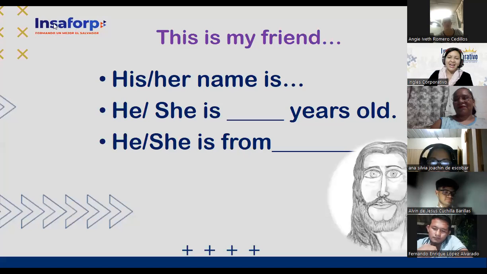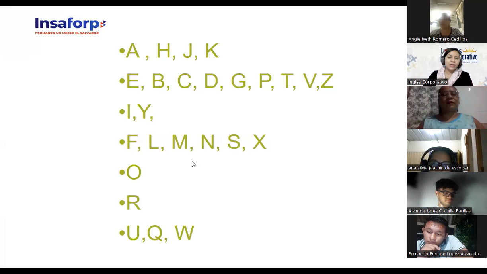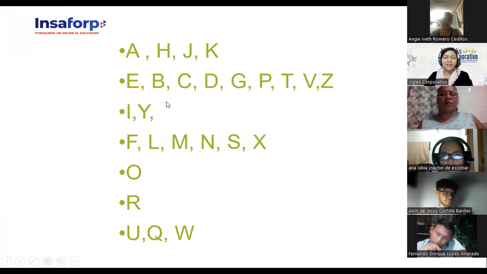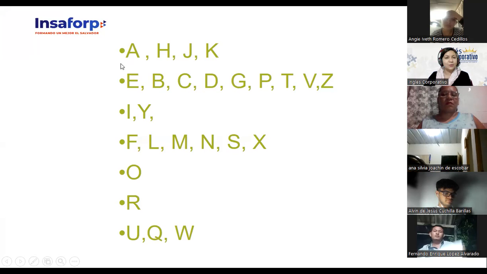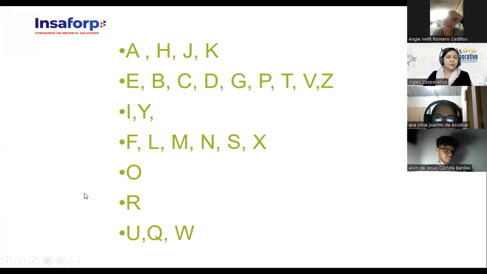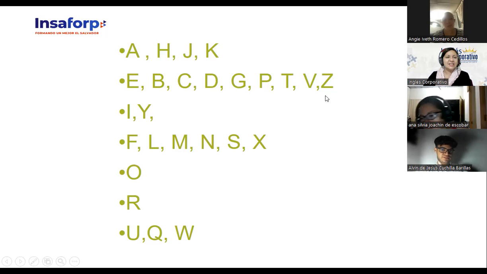Okay, now there is another way in which you can remember the sounds or the pronunciation of each letter of the alphabet. I have classified the letters of the alphabet by their sounds. For example, here you can see these ones: A, H, J, K. Now the sounds of these letters are with E. E, B, C, D, G, P, T, V, and Z. Okay?